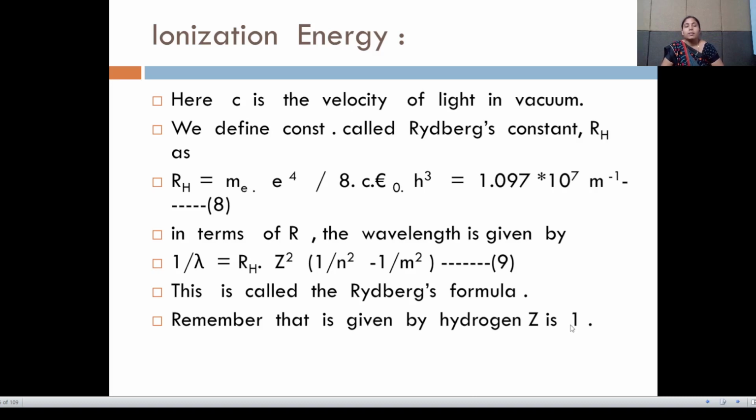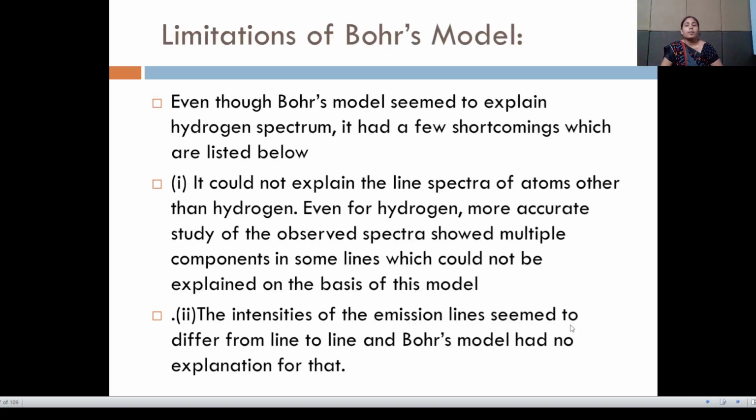In terms of R, the wavelength is given by 1 upon lambda is equal to R_H into Z squared into bracket 1 upon n squared minus 1 upon m squared. That is equation number 9. This is called the Rydberg formula. Remember that for hydrogen, Z is equal to 1.